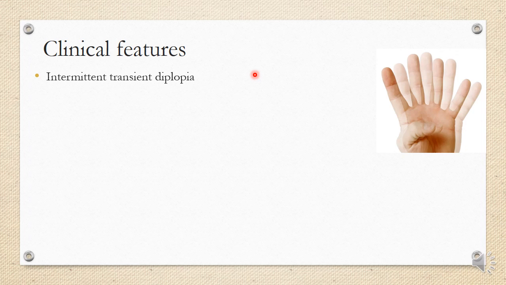The patient will say that at a particular gaze, for example if it is an A pattern esotropia, whenever he looks up he has more deviation. Or let's say if there is a V pattern esotropia, he will say whenever he reads he sees double, but when he's looking straight or up he doesn't see anything double. So there is an intermittent transient diplopia. Next is asthenopic symptoms.